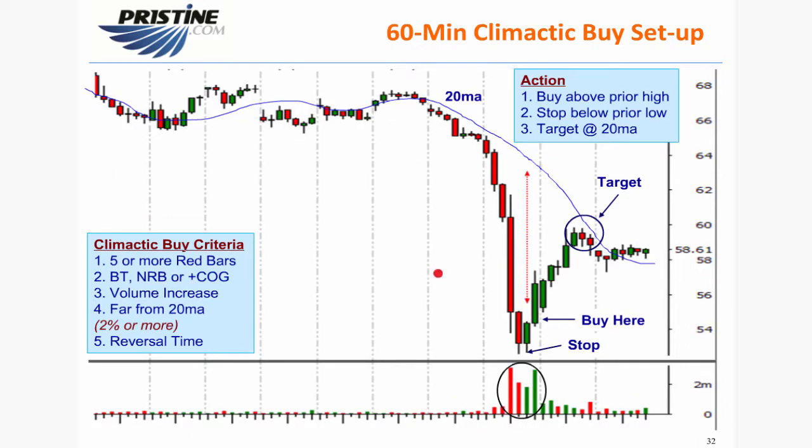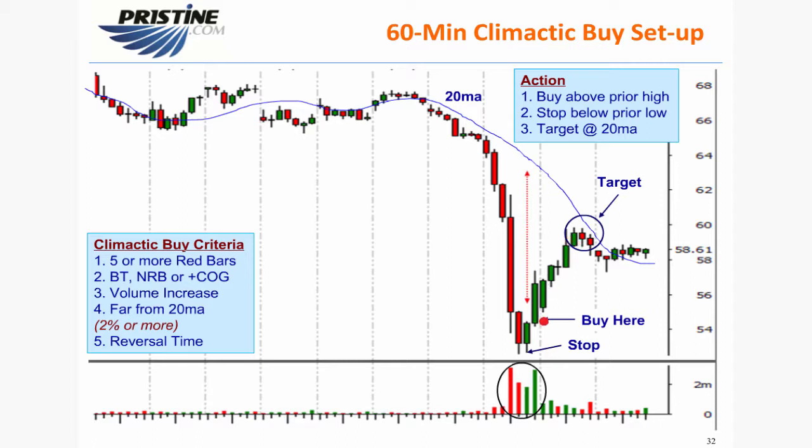Here's another example. This is off of a 60-minute chart. And you've got price accelerating to the downside, extending away from that 20 MA, volume increase, right? Ideally, there's some support to the left, but you've got your changing of the guard. You buy it over the high, stop under the low, and then a nice rally into that targeted area.